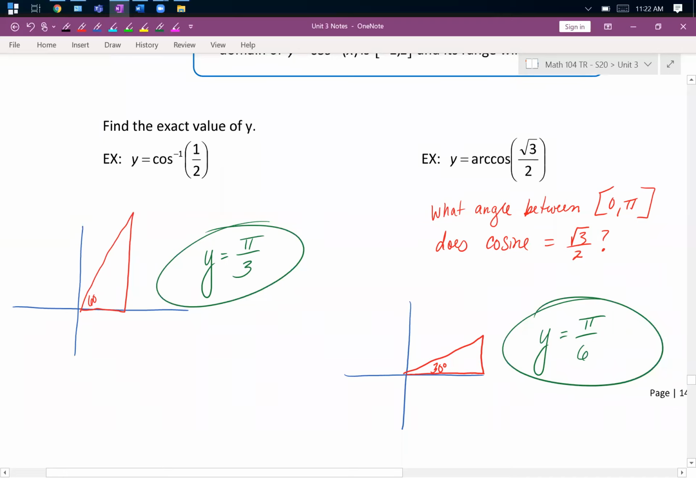Questions so far? So it's kind of like we're going backwards on the unit circle. This time I'm giving you the ordered pair and you're giving me the angle.